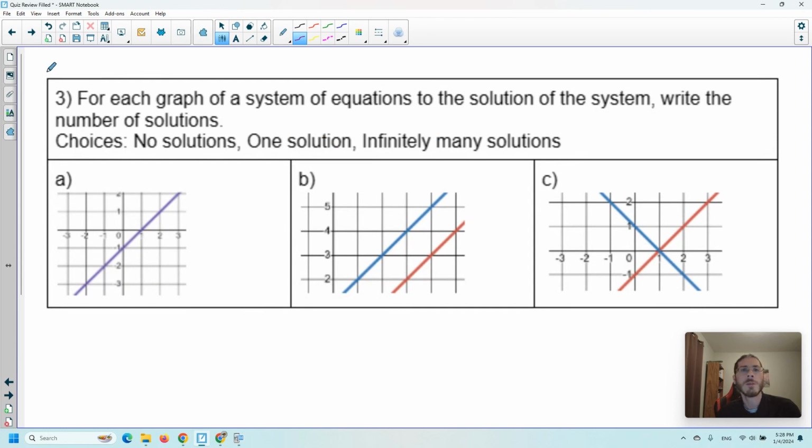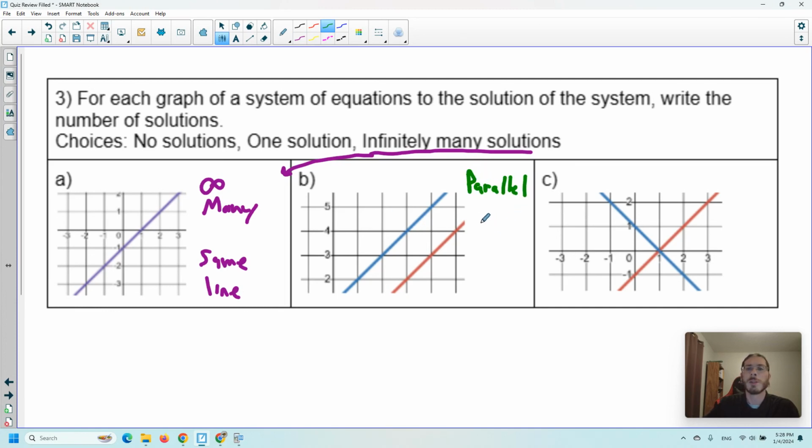For number 3, we have to say how many solutions we have. So for the first one, we can see that we just have one line, which means that they're overlapping. So that's the same equation. So when we have the same equation, that would be the infinitely many solutions. So that's going to be our answer for part A, infinitely many. Oops, sorry, I forgot to say why. It's the same line. For part B, we can see that these 2 lines are not going to touch. They're not touching. These are parallel. Since these 2 lines are parallel, since they don't touch, that means that there are no solutions. So we get no solutions for part B.